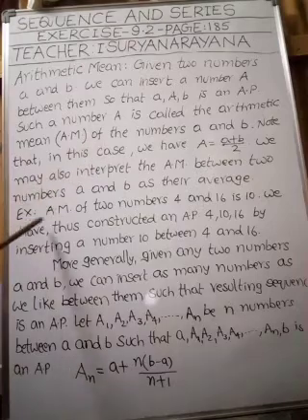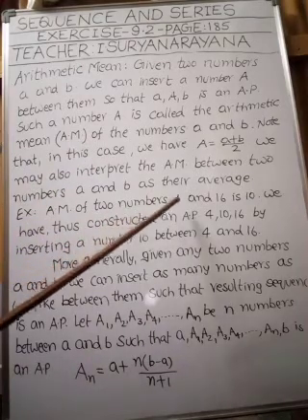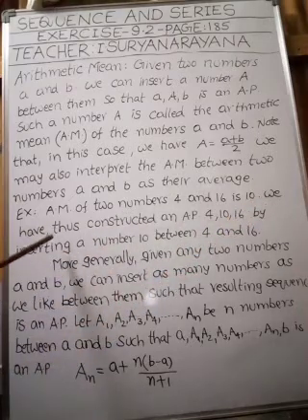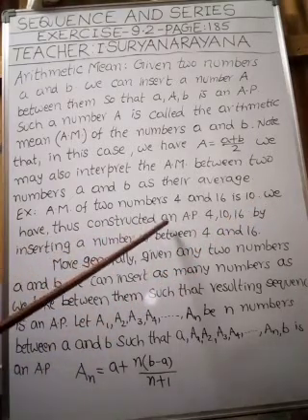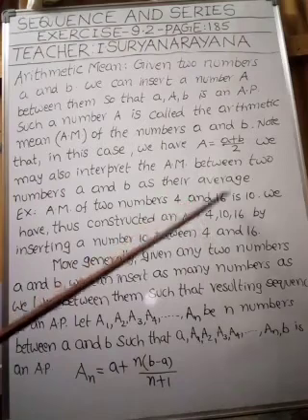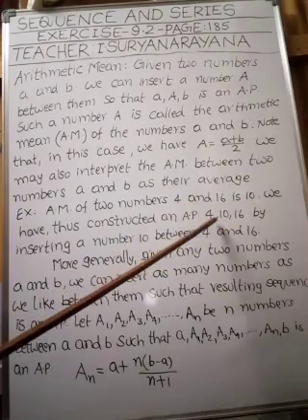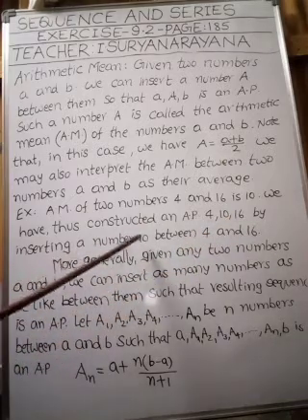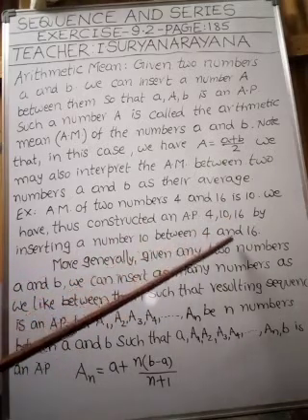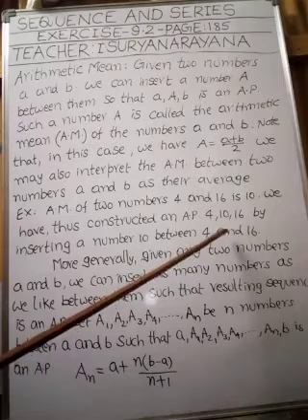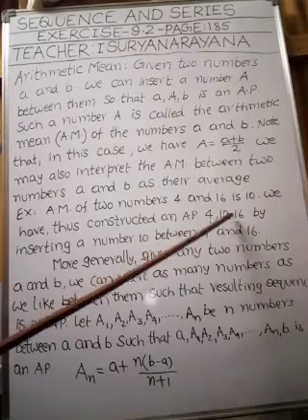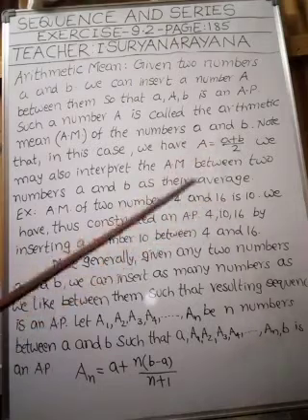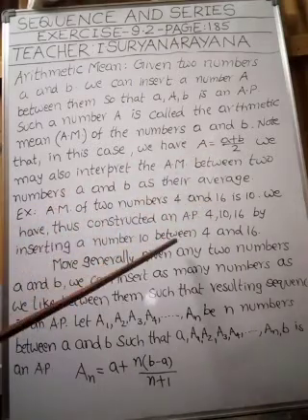For example, arithmetic mean of two numbers 4 and 16 is 10. We have thus constructed an arithmetic progression 4, 10, 16. These three numbers form an arithmetic progression by inserting a number 10 between 4 and 16. So the number 10 is said to be the arithmetic mean of the numbers 4 and 16. Understood this point, my children?